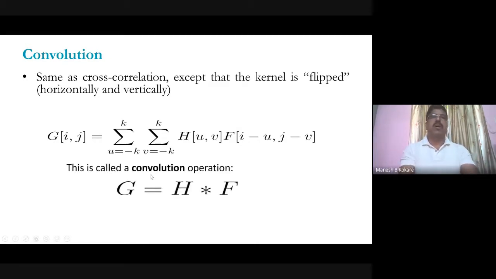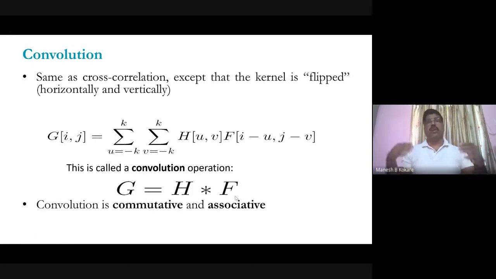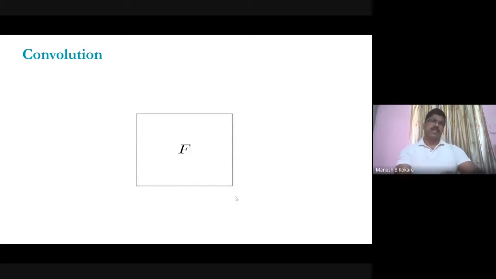So this is called the convolution operation, and the symbol of convolution is like this. So Z is the convolution of this H filter along with the image F, right? Now, this convolution operation has the commutative property, and the associative property is also there for convolution, right? Now, how does this convolution mechanism work?